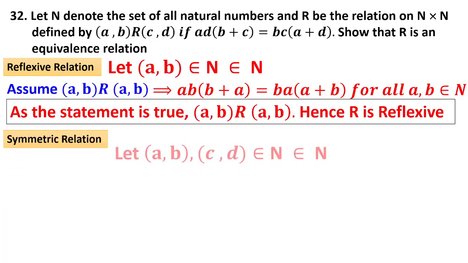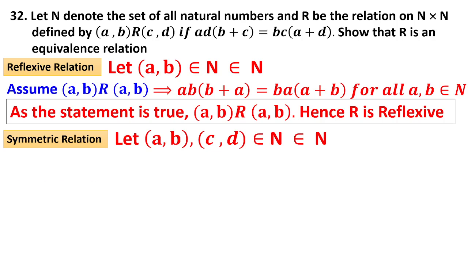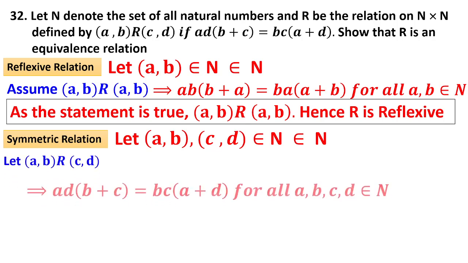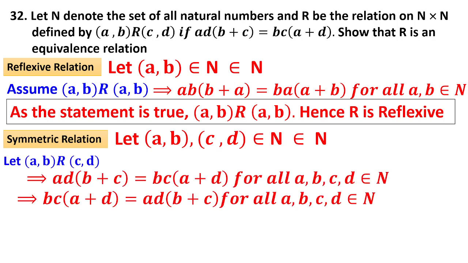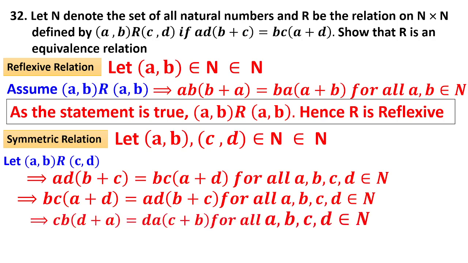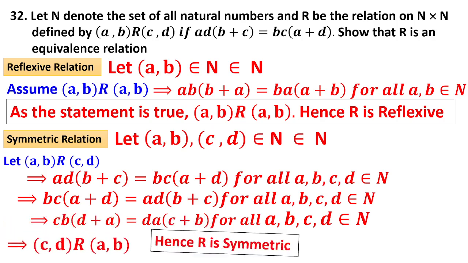We will take the symmetric relation. (a, b) is related to (c, d) is given, and this can be written like this also, that is bc(a + d) = ad(b + c). And we are checking that it can be written as cb(d + a) = da(c + b). Therefore, (c, d) is related to (a, b). Therefore, it is symmetric. It is very simple. Proving a symmetric relation is very simple. You have to check whether both are same.